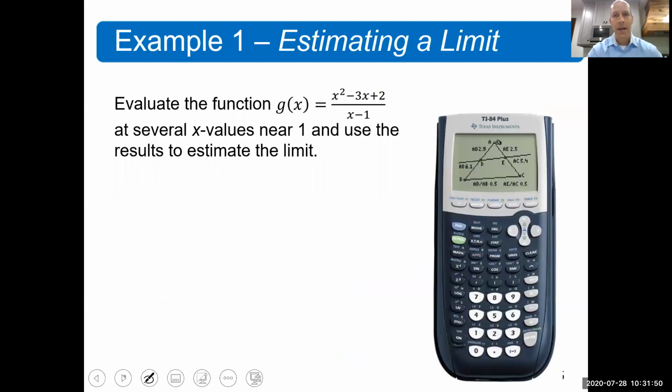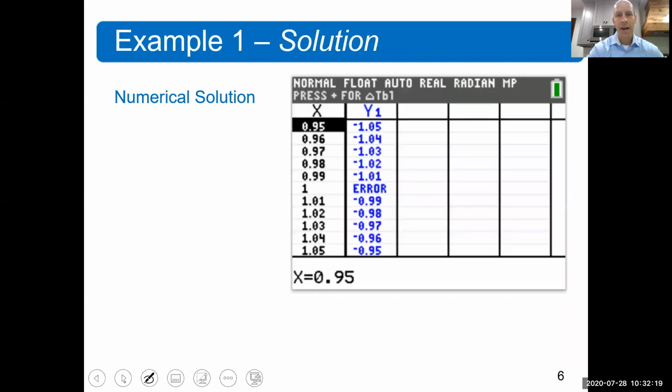Okay, moving on. Let's consider a more interesting function, the function g of x. I'm going to use my graphing calculator a little bit, and you can play around with it too if you want to plug that in and graph it. This is the graphing calculator that I would recommend you use for this class. It's a TI-84. We're going to try to estimate this limit using the graphic and numeric methods. Okay, I'm going to go ahead and go to the next slide.